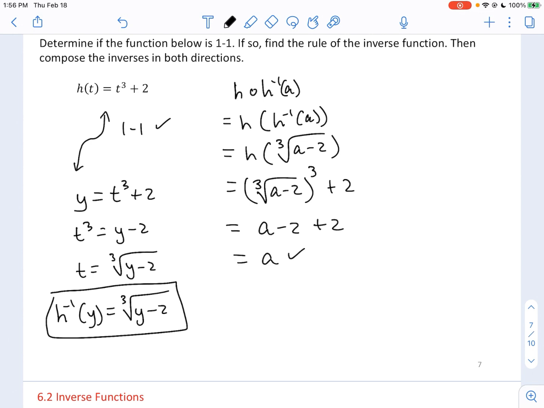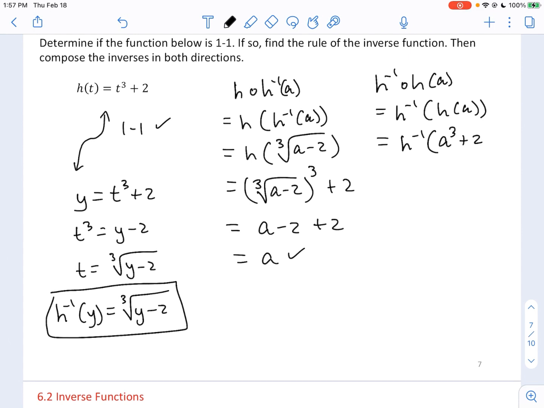So check. In the reverse direction, h inverse of h of a. So we're going to do h inverse of h of a. So plug a into the h function. We'll do that part first, and we get a cubed plus 2. Now plug a cubed plus 2 into the inverse function, into this one down here. So we're going to get the cube root of, the input is a cubed plus 2, and then we're going to do minus 2. And you see the 2 and minus 2 cancel, so we just get a cube root of a cubed. That gives us a again, check.